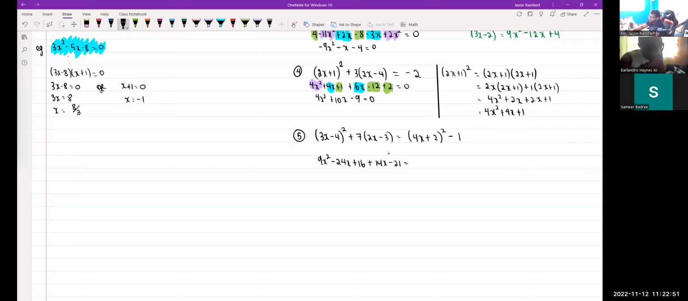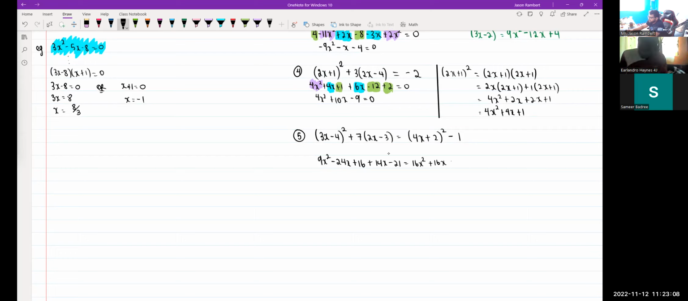Same thing again on the right-hand side. Square the first term, it will be 4x all squared, which will be 16x squared. Multiply the two terms by each other. 4 2s are 8. That will be 8x. Double it. 8x by 2 is 16x.